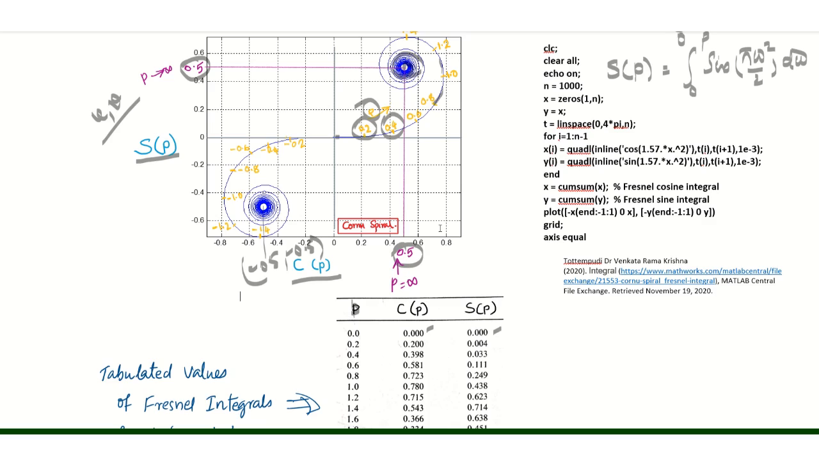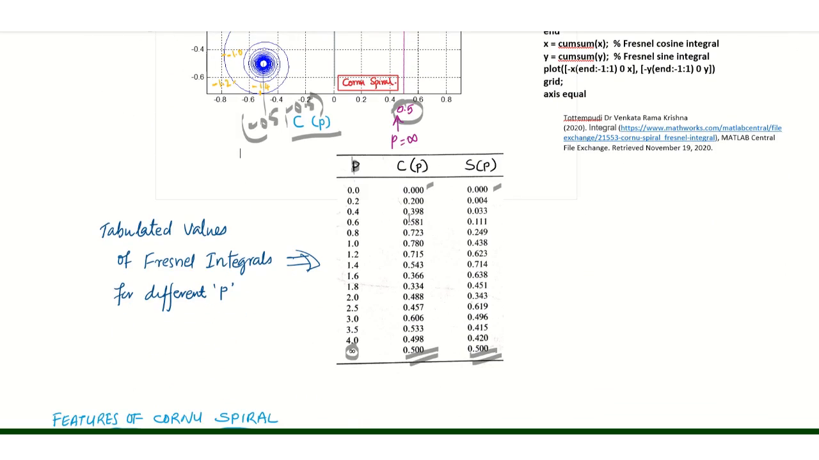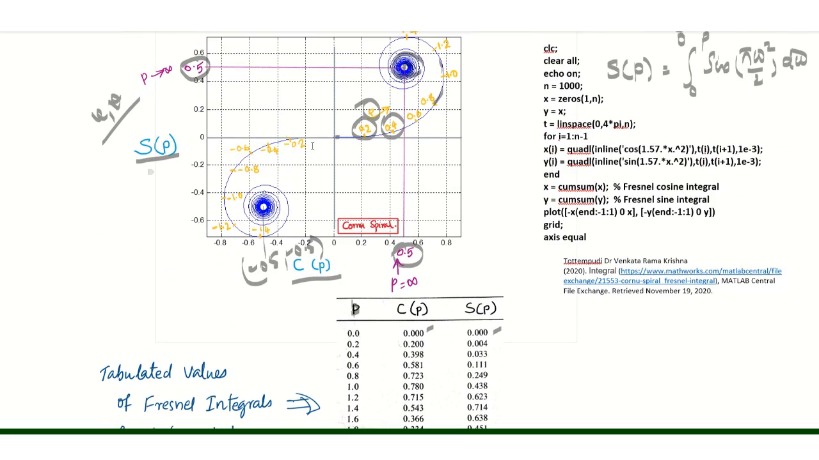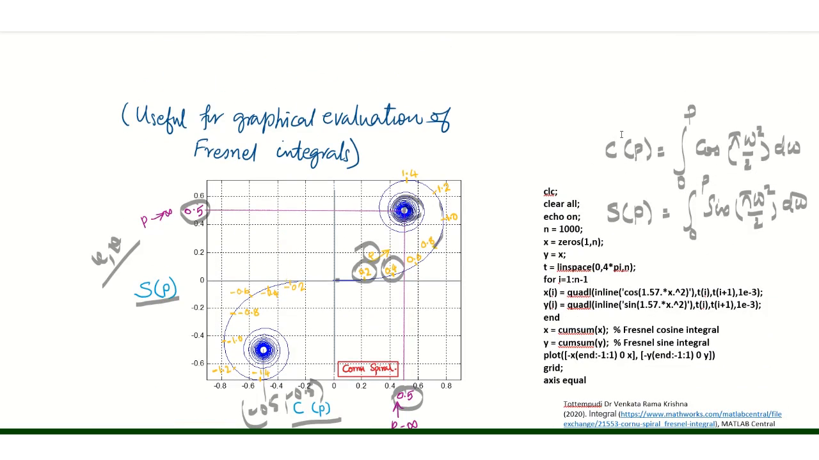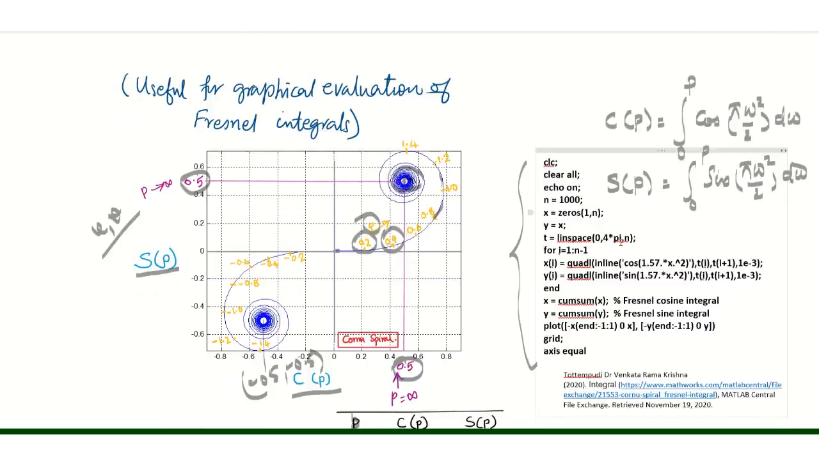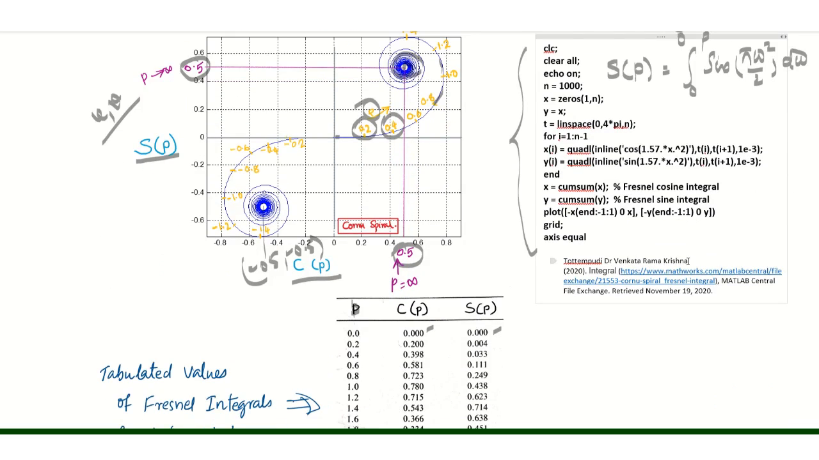Now, this curve is an actual curve which I have computed using MATLAB. It is really straightforward to do that. This is your small program. I have taken it from this guy, but even otherwise it's a very straightforward integration.